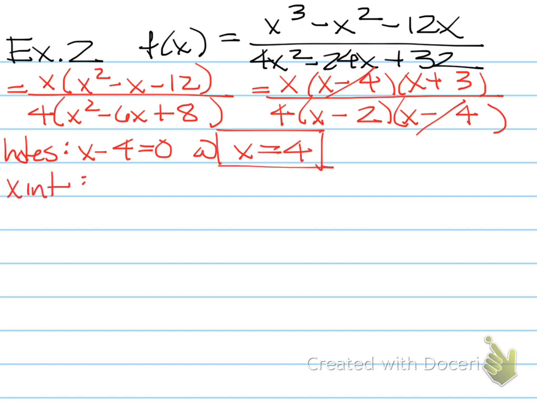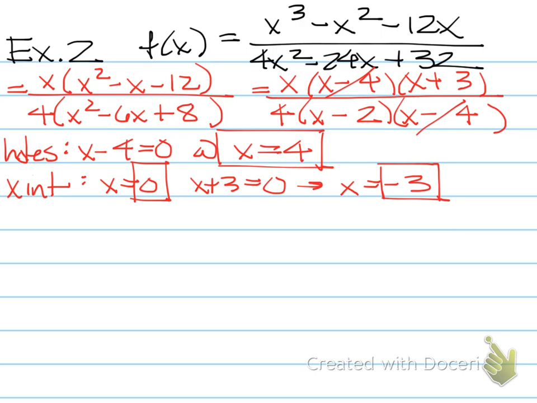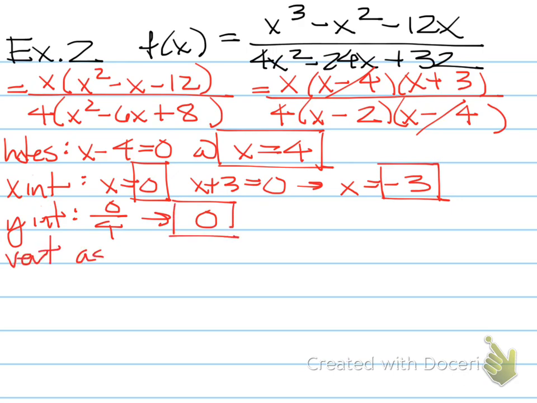And then the x-intercepts we find by setting the numerator equal to 0. When we set x equal to 0, we get 0. When we set x plus 3 equal to 0, we get -3. All right, and the y-intercept, we want to plug in 0 for all the x's. When we do that, we get 0/4, or a y-intercept of 0.